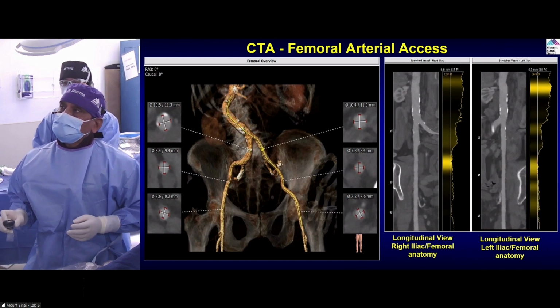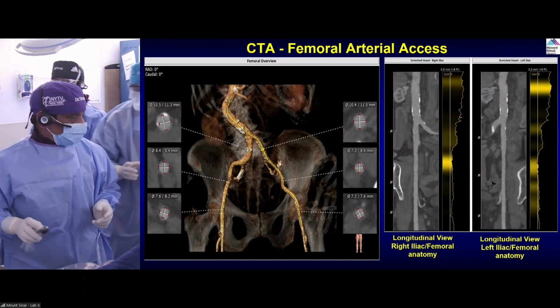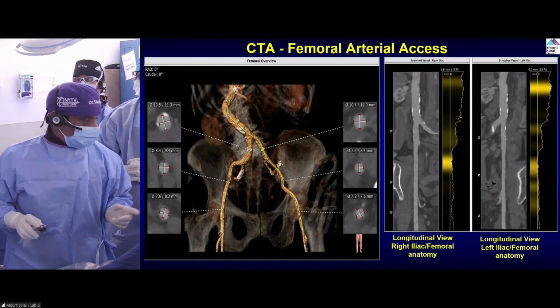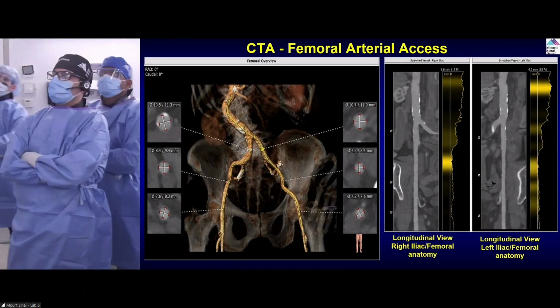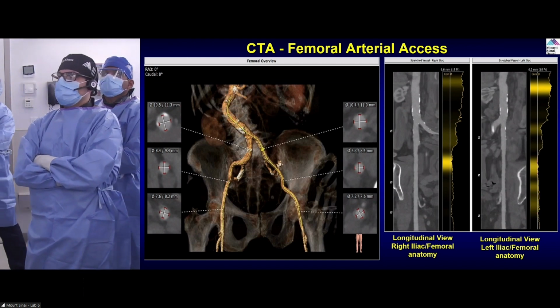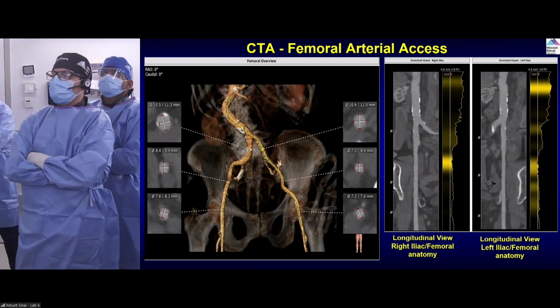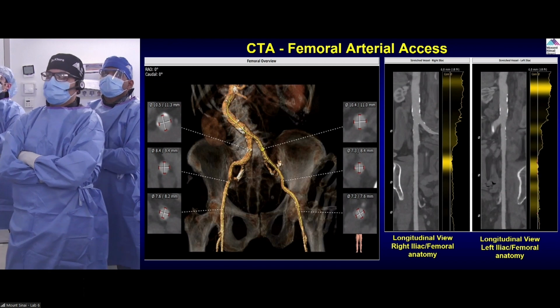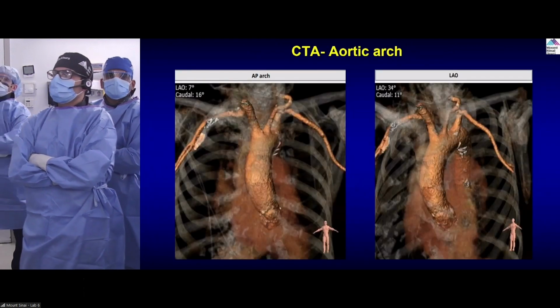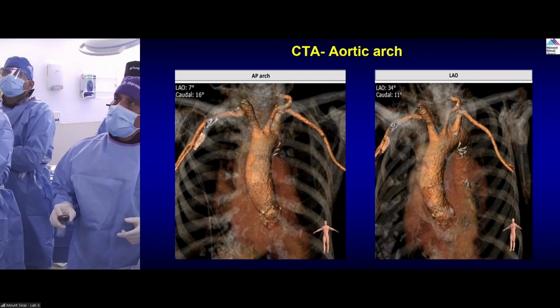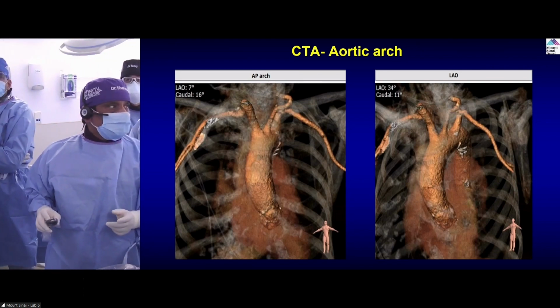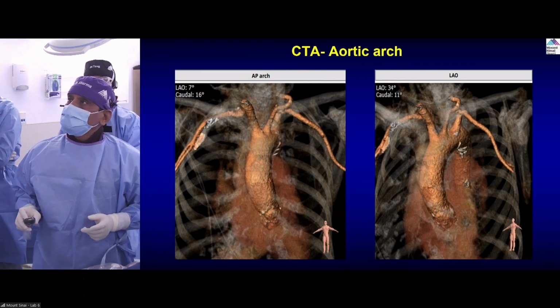And Sahil, you want to talk about access? Yeah, access is, I think it's relatively straightforward. There's no calcium in either of the common femoral arteries. There is some tortuosity in the abdominal aorta, but I think it's easily navigable at this point. Okay. And from the Sentinel point of view? Sentinel is, there's some tortuosity of the carotid, but otherwise straightforward.